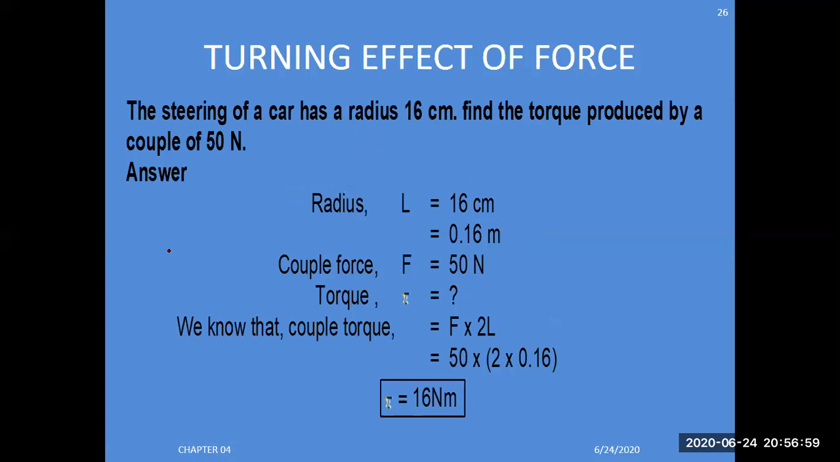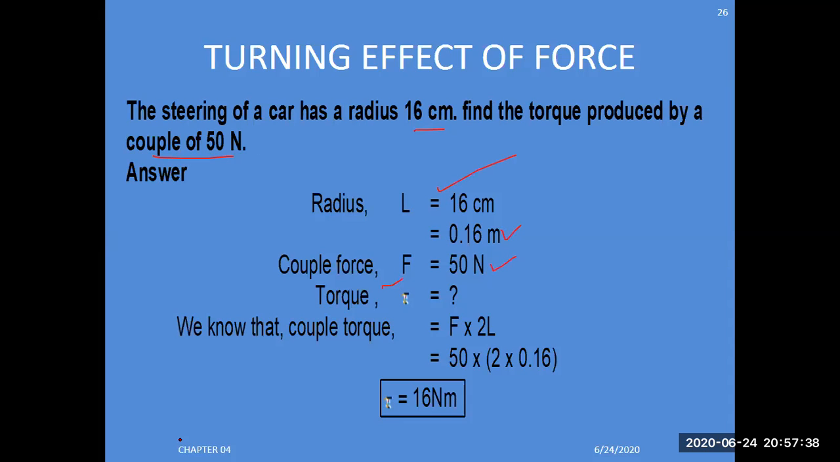Now, this is another problem. The steering of a car has a radius of 16 centimeters. Find the torque produced by a couple of 15 Newton. A couple, as we have already done, is two equal and opposite forces which produce rotation in the body. So the radius is 16 centimeters, which in meters is 0.16, and the couple force is 15 Newton. You are asked to calculate the torque.